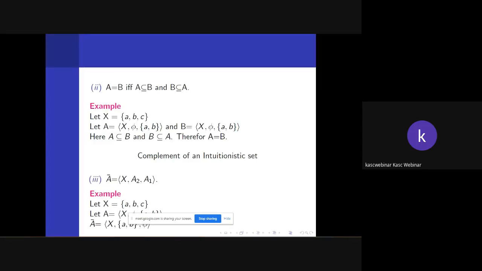So the next property, if A is equal to B, then A should be a subset of B and B should be a subset of A as usual, but the checking property alone varies. For A to be a subset of B, member of A should be the subset of member of B and non-member of A should contain non-member of B. Similarly, for B to be a subset of A, member of B should be the subset of member of A and non-member of B should contain the non-member of A. So both the conditions are satisfied. So here A is equal to B.